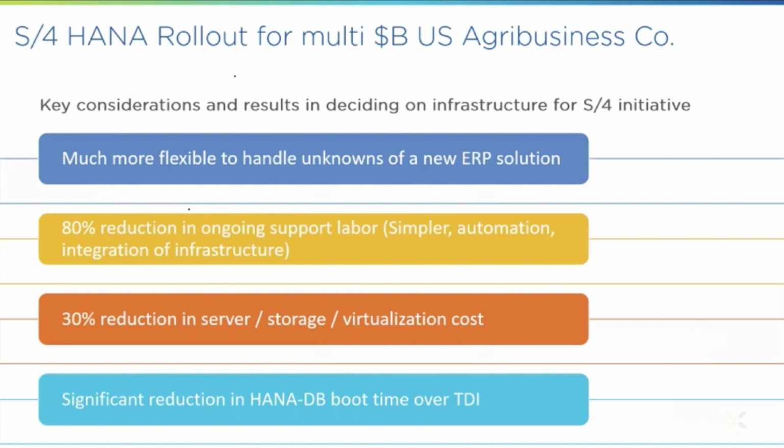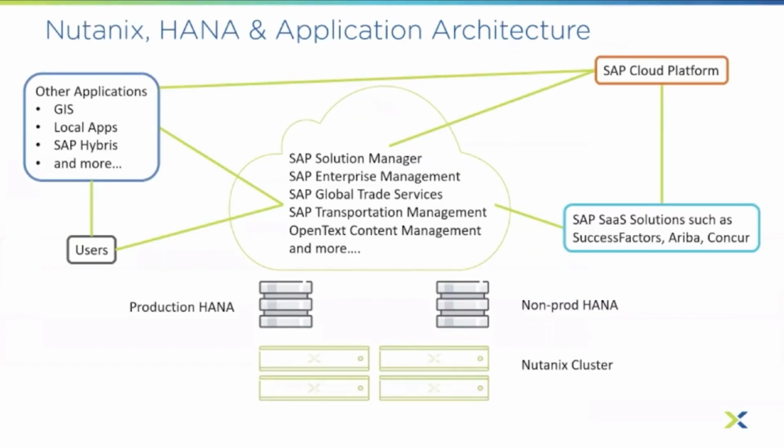And 80% reduction in ongoing support labor, simpler automation and integration of infrastructure, and 30% reduction in server storage virtualization costs. And last but not least, significant reduction in HANA DB boot up time over their tailored data center deployment methodology, which is a big deal. I think there are large memory HANA systems there, and it takes a long time on traditional architectures to boot up. But on Nutanix, they were able to reduce the boot time significantly.